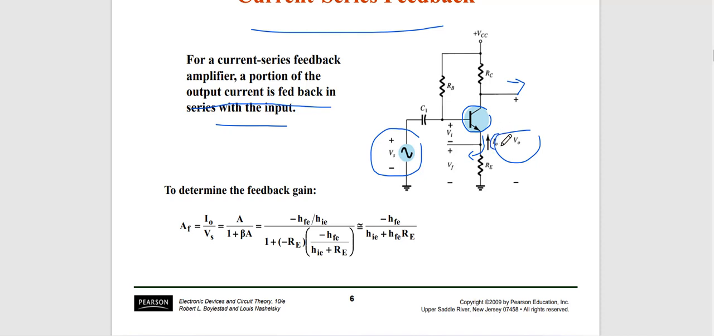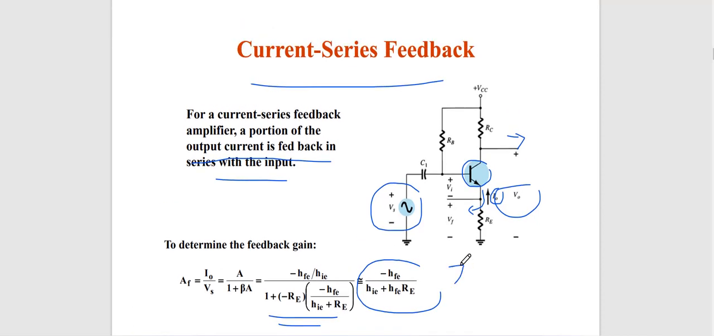I0 is the output current, per Vs. Vs is the input voltage. So we can represent it by A per 1 plus beta A. A is minus HFE per hie, and then the 1 plus beta A becomes this equation. So we can get that Af for the current series feedback using this circuit is minus HFE per hie plus HFE RE. RE is the emitter resistor here.